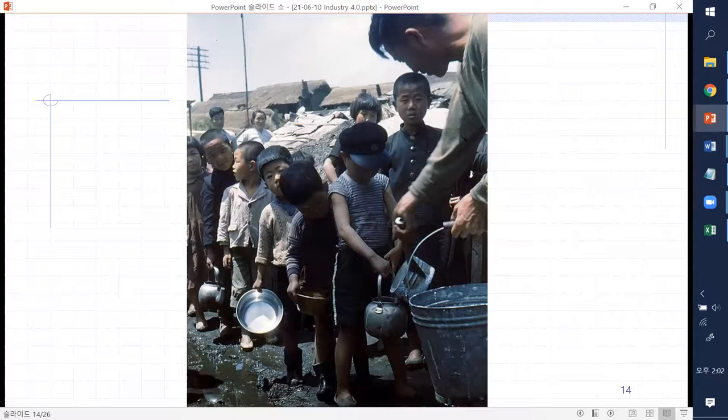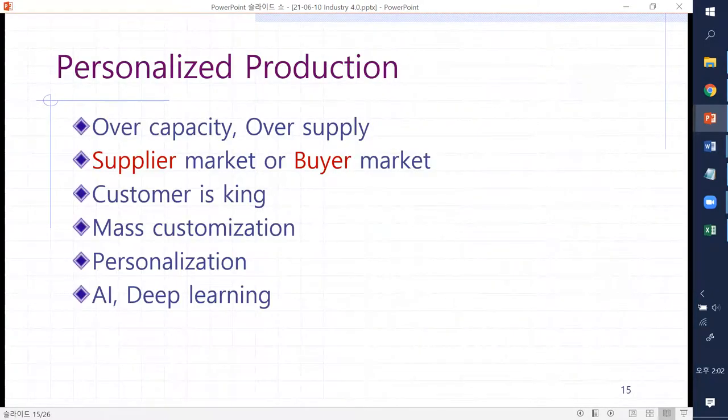So 100 years ago, at the Ford company, there was such a large need for car purchasing. So at the time, it was a supplier market, because it is easy to sell if you have a good car, right? That's why Ford developed a mass production system. But nowadays, cars are produced more than enough, so the customer is king. So this is a changed situation. So that's why we need to have personalized production.